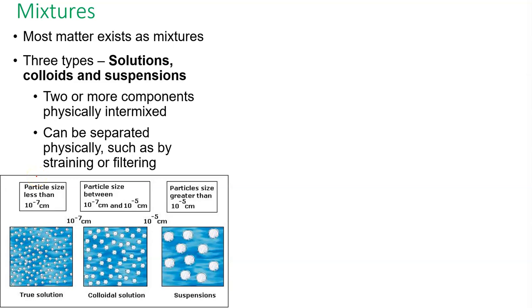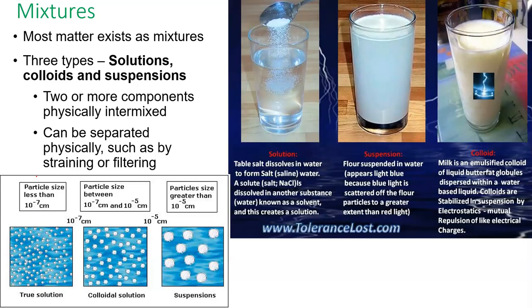What about mixtures? Mixtures are going to be when we take these components or elements and start putting them together. We have three main types of mixtures: solutions, colloids, and suspensions. And we talked about matter. Everything is matter, right? And most of our matter exists as a mixture. So it's when we get two or more components mixed together, and they can be separated physically by straining or filtering. So let me walk you through the three types.